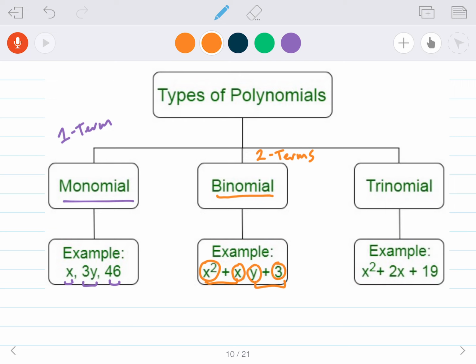Okay, and finally we have trinomial, and you guessed it, three terms, right? The prefix tri means three. So here's an example of a trinomial. We have three terms. This is a single expression, right? Because it's just terms and operators and variables. And we have three terms all separated by plus signs. So this is a trinomial, all right?